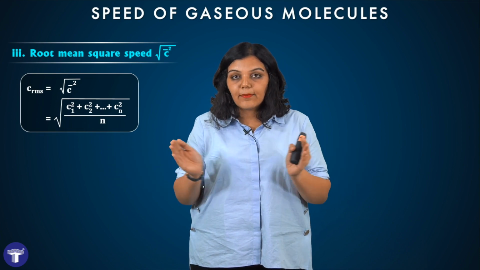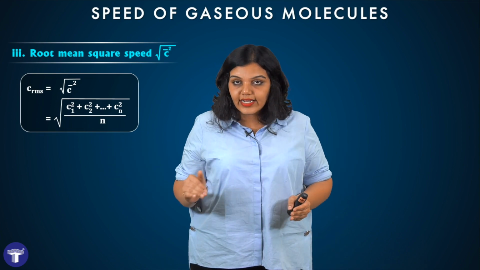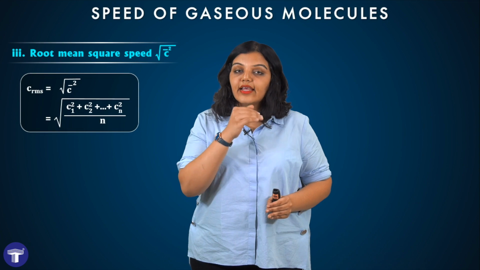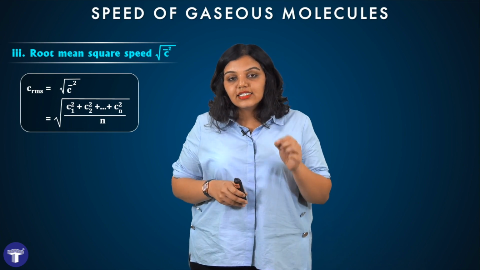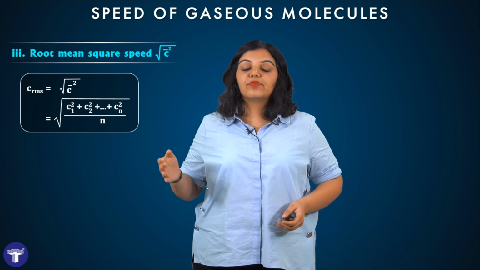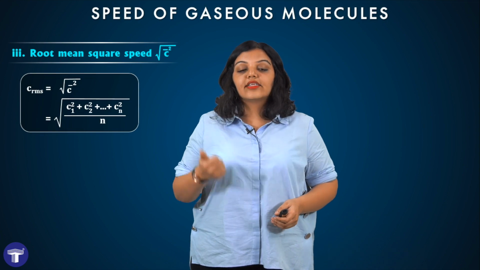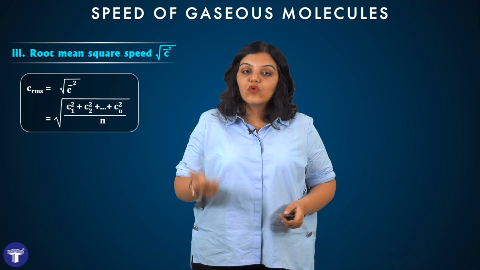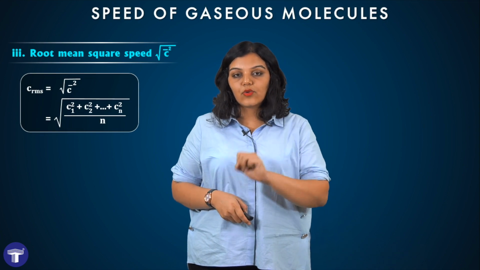That is, again, you add up the squares of all the speeds divided by the total number of molecules, and then in the end take the root. So as the name suggests, root mean square speed means first you take the squares and then you take their mean and then you take the root, and this gives you the root mean square speed.